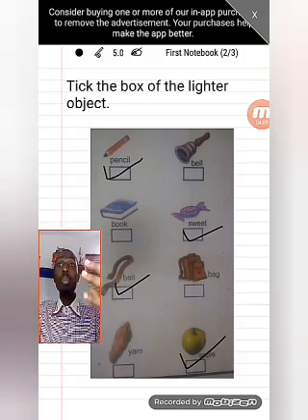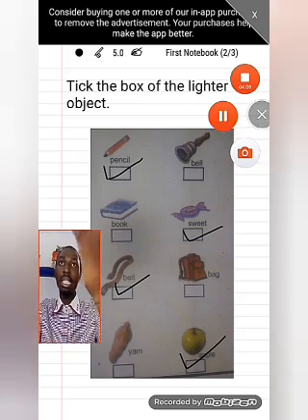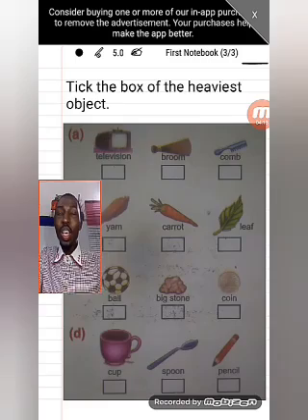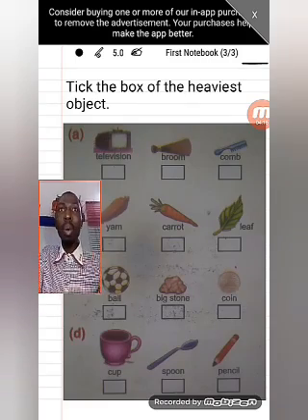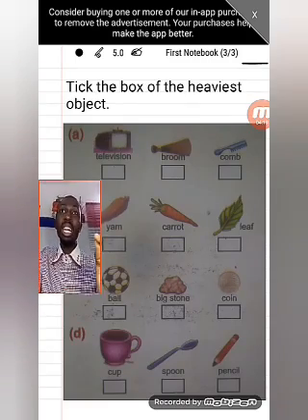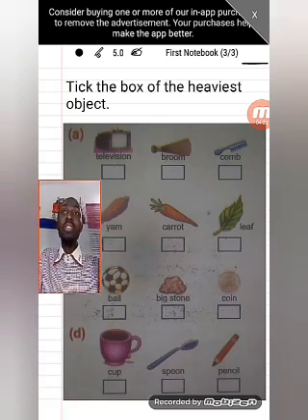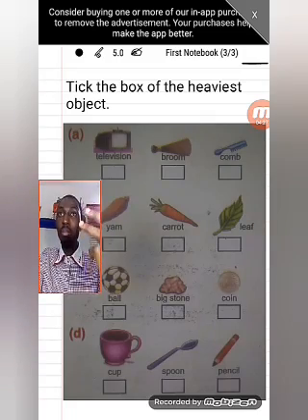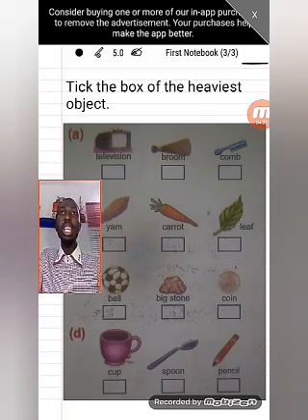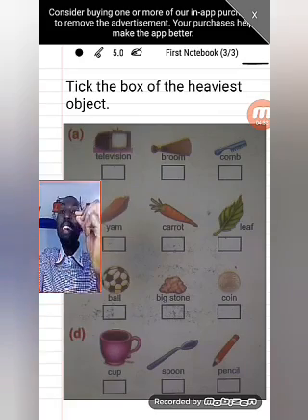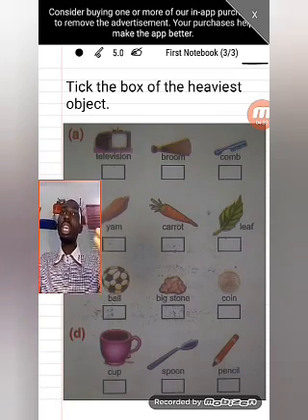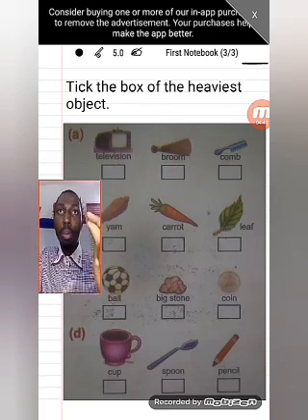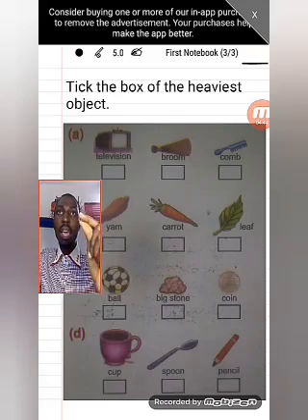Now let's look at comparing three objects in our next example. In this next set of examples, we are asked to tick the box of the heaviest object. You know that the word is superlative: heaviest, not heavier, because it's comparing three objects. So we are asked to tick the heaviest amongst the three objects we are given in each question. The first one says, amongst the TV, the broom and the comb, which one is the heaviest?